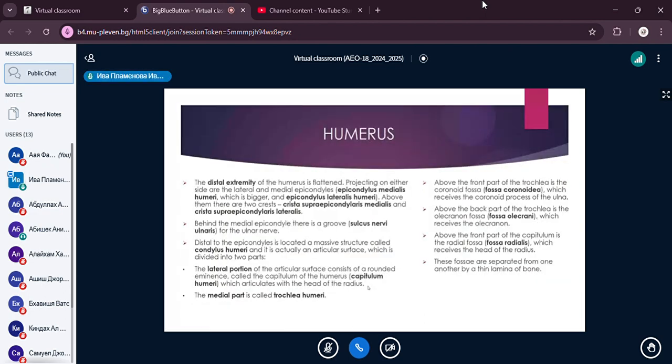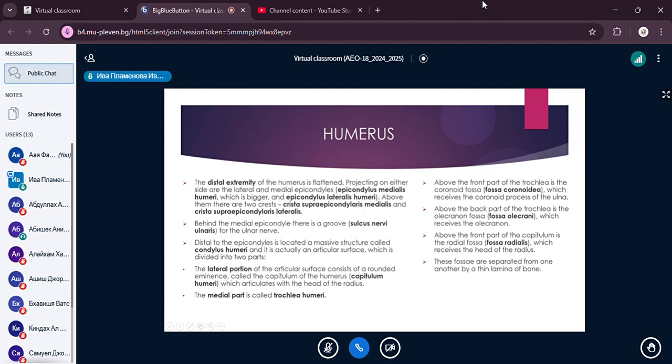So, above the front part of the trochlea, we have one fossa here, which is called fossa coronoidea, for the coronoid process of the ulna. Above the back part of the trochlea is the fossa olecrani, for the olecranon of the ulna. Above the front part of the capitulum is fossa radialis, for the head of the radial bone.